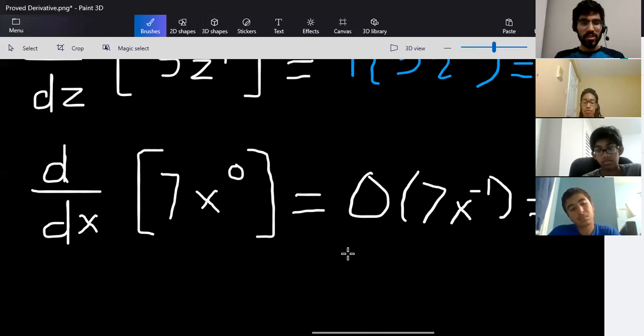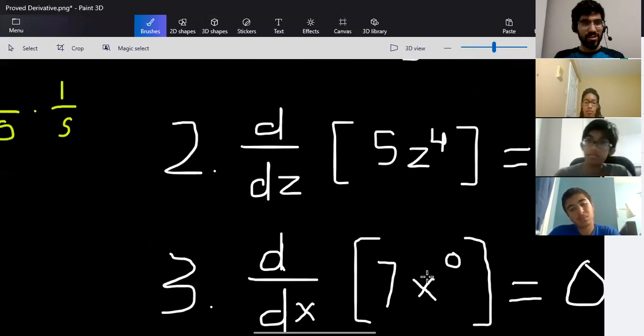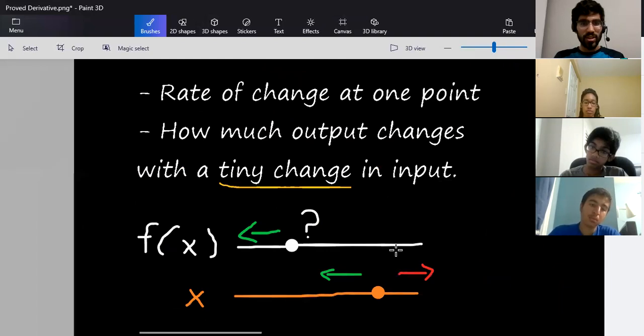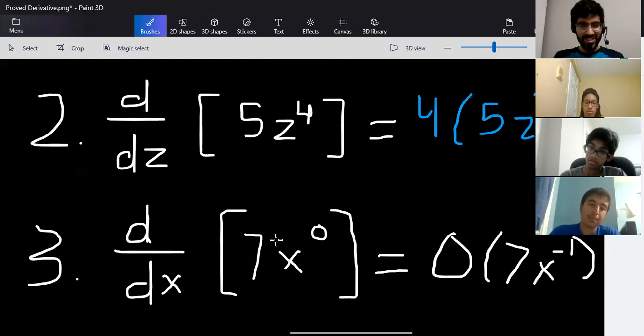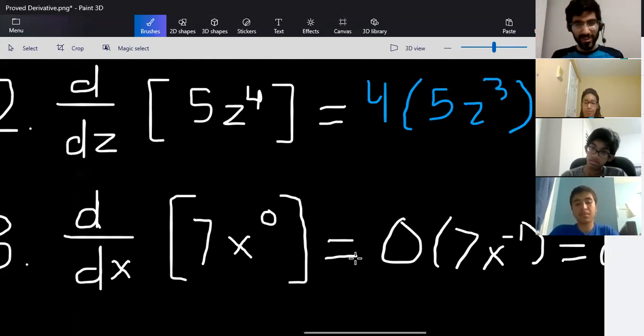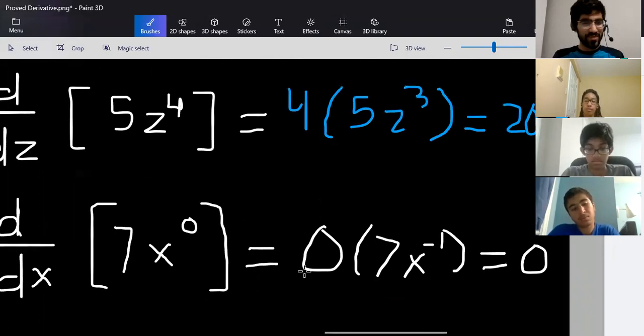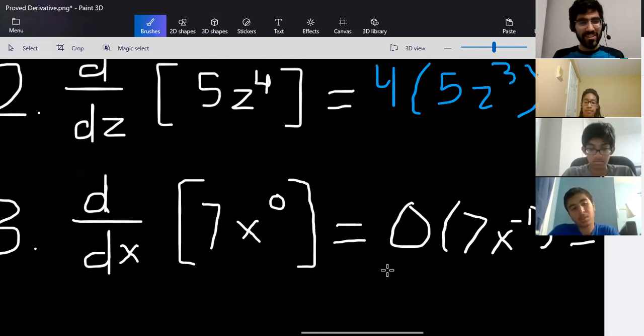And remember, that makes sense. What is a derivative? It's how much the output changes with a tiny change in the input. Well, you literally cannot change a constant. It is a constant. That's the definition. So it makes sense that the derivative, how much the output changes, is 0 because the input can't even change. Yeah? All right. Last example.